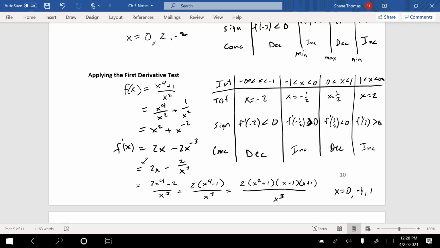So then therefore, decreasing to increasing, this is a min and a min. This guy will be a max. Again, they'd just be our local mins and local maxes.